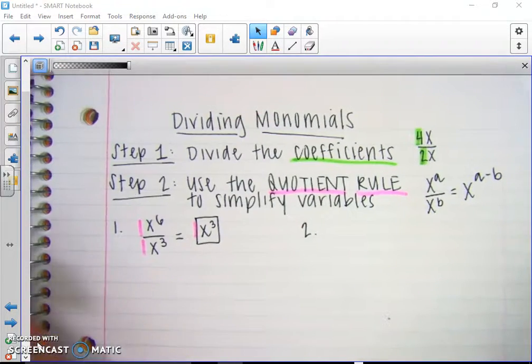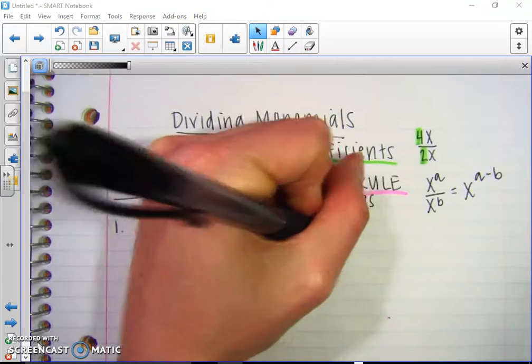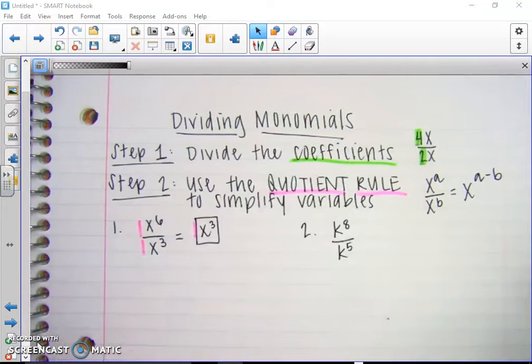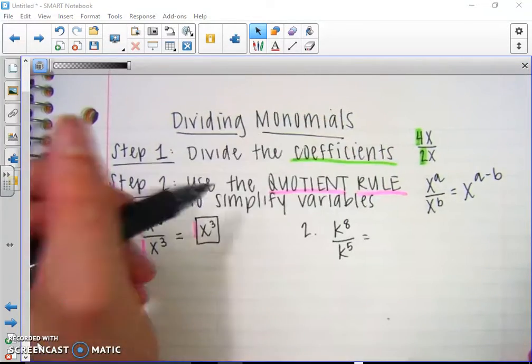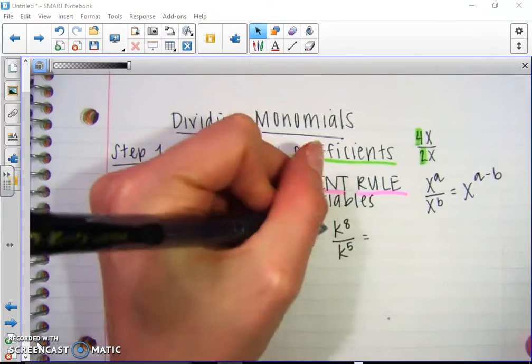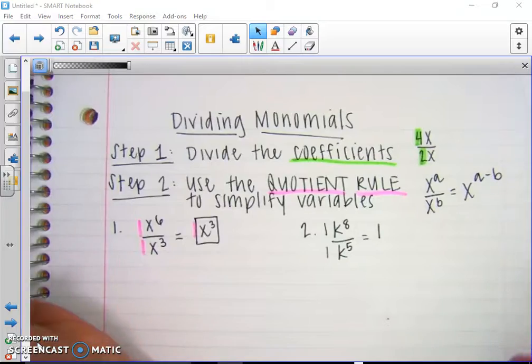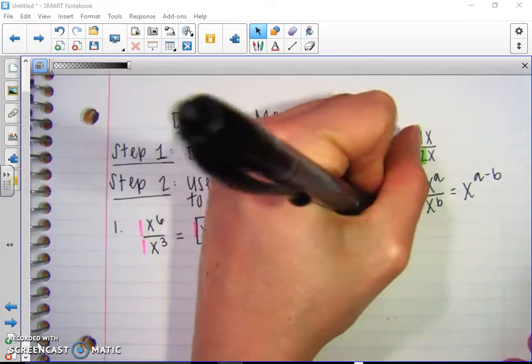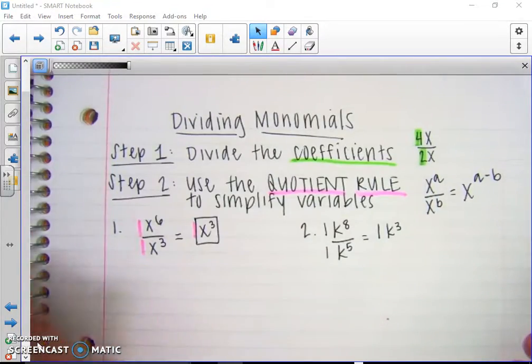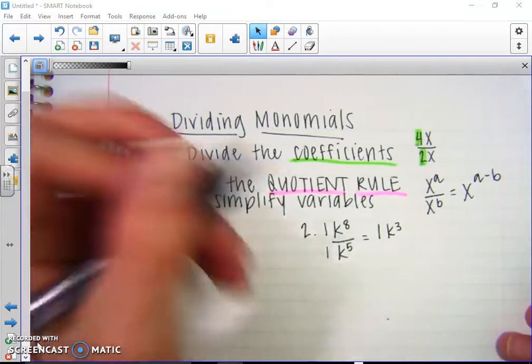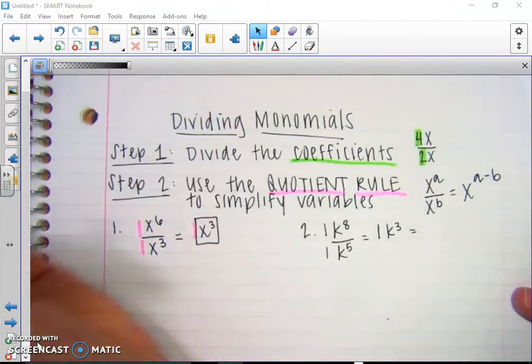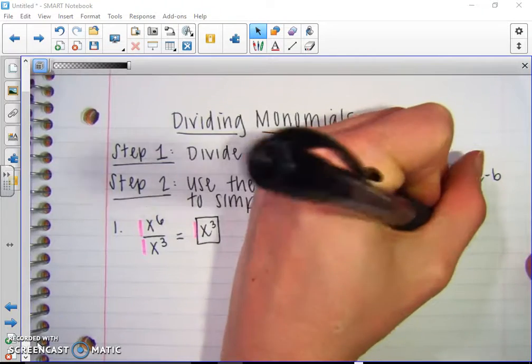All right, let's go ahead and try k to the 8th over k to the 5th. Divide the coefficients. Again, the coefficients are just 1 and 1, so our answer will have a 1. And then 8 minus 5 leaves us with k to the third. To completely simplify our answer, we really don't want to include that 1, so we'll just say our answer is k to the third.